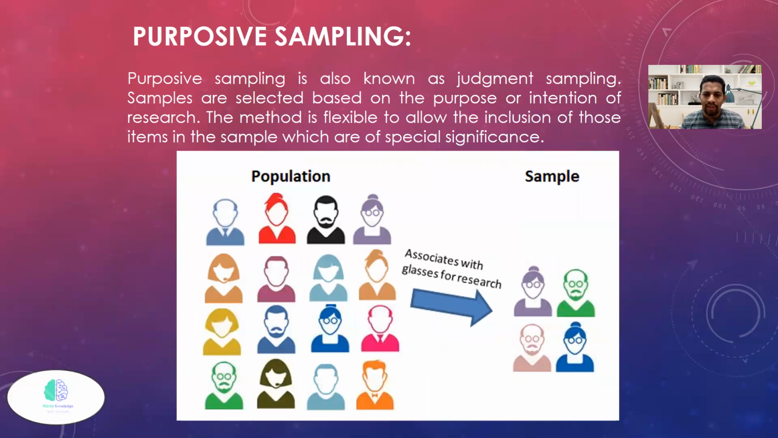Then you have another type, which is purposive sampling. It is also known as judgment sampling. Samples are selected based on the purpose or intention of the research, right? All these slides now are coming from non-probability sampling. It doesn't follow any probability theory. The method is flexible, allowing the inclusion of those items in the sample which are of special significance.